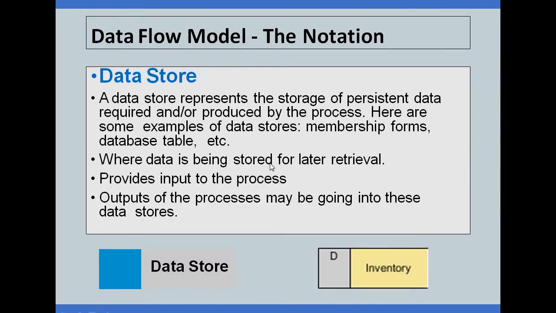So now next is a data store. A data store represents the storage of persistent data required or produced by the process. Here are some examples of data stores, like membership forms and database tables. All are examples of data stores, where data is stored for later retrieval. It provides input to the process, and output of the process may go into the data store. So this shows the diagram of data store and inventory.